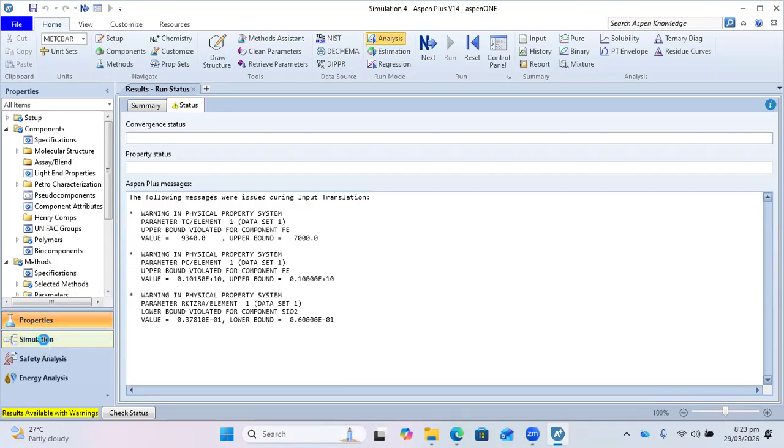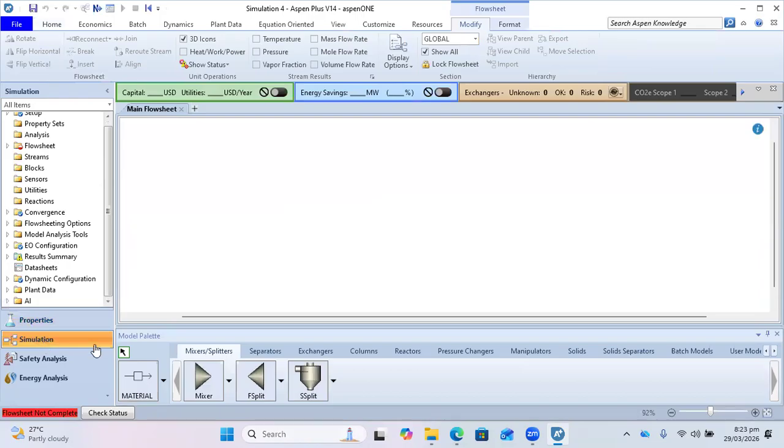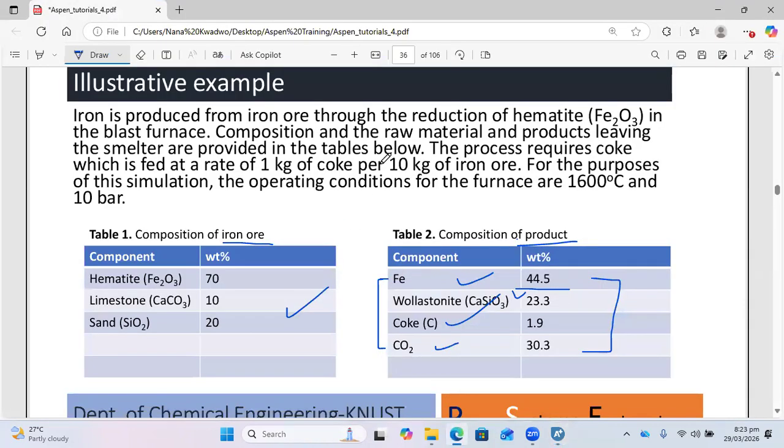Now we can come to the simulation window and we can start our simulation. So remember, we have an iron ore and then we are adding carbon to it before we send it into the furnace. So we'll have one stream, we'll label this as ore, the iron ore, and then this would be our coke. So let's label it with C. Okay. So for the iron ore, this is the composition we have. And we are using a pressure of 10 bar. The furnace is supposed to be at 1600.